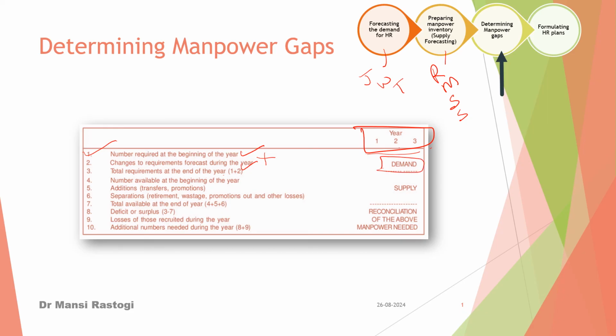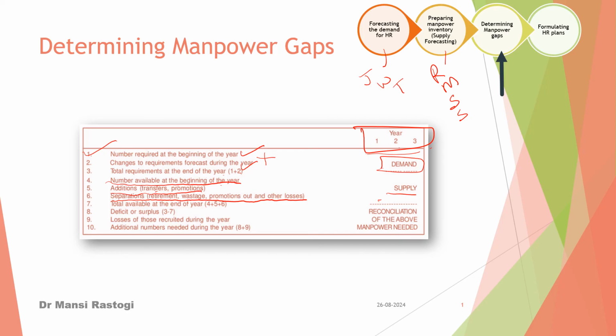Now let's talk about number 4, that is number available at the beginning of the year. Then additions, meaning transfers or promotions. Then number 6, that is separations, meaning retirement, wastage, promotions out or other losses. Fine. As we did plus here, we are going to do the plus thing here as well. We are going to add 4, 5 and 6. For example, the number available at the beginning of the year, then additions, transfers and promotions, and the separations also we are going to add.